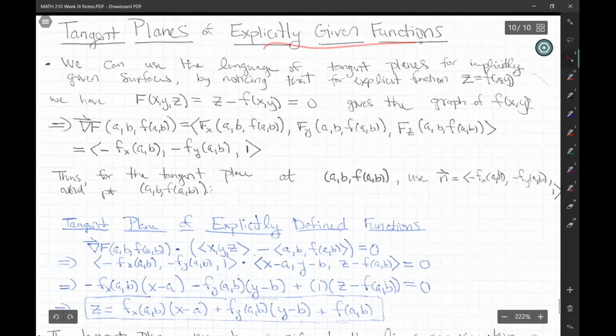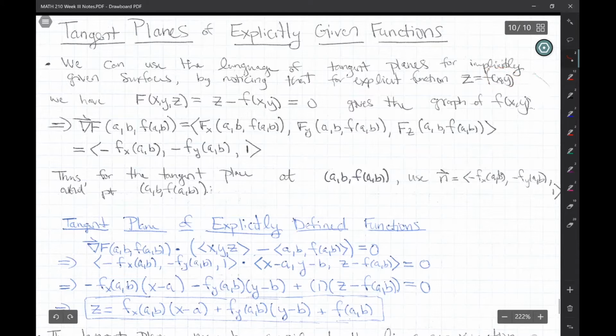Tangent planes of explicitly given functions. We've already discussed how to get the tangent plane when a surface is given implicitly. Well, what if you now have the graph of a function, and it's given explicitly? What do we mean by explicitly? That the dependence of f on x, y is shown clearly.